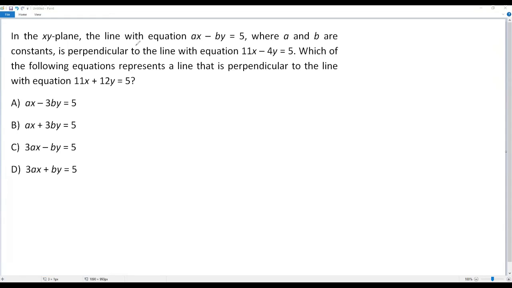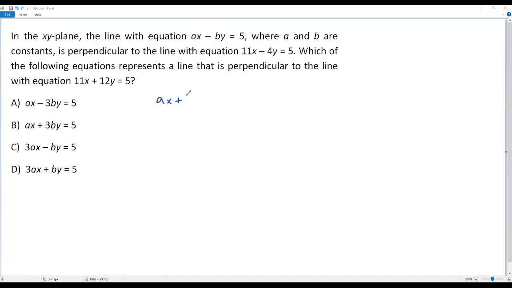In the xy plane, the line with the equation ax - by = 5, where a and b are constants, is perpendicular to the line with the equation 11x - 4y = 5. Which of the following equations represents a line that is perpendicular to the line with the equation 11x + 12y = 5? Okay, here when I consider the given equations of lines, all of them are in standard form.